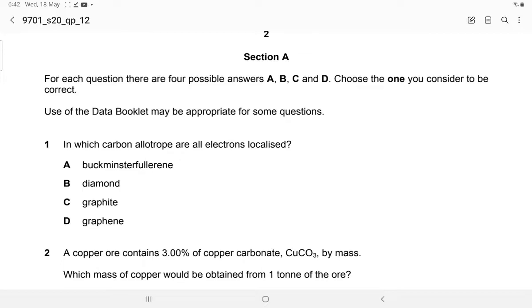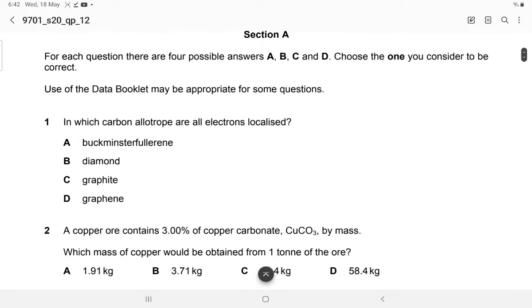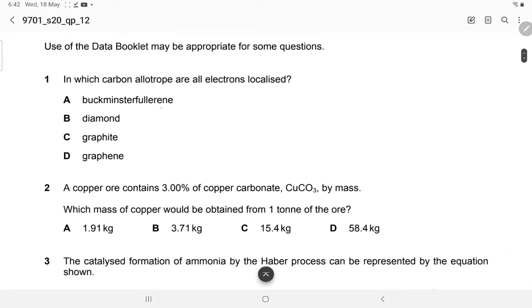Today I will be solving question paper 1-2 from summer 29701. For each question there are 4 possible answers A, B, C, D, and choose the one you consider to be correct. Use of the data booklet may be appropriate for some questions. In which carbon allotropes are all electrons localized?